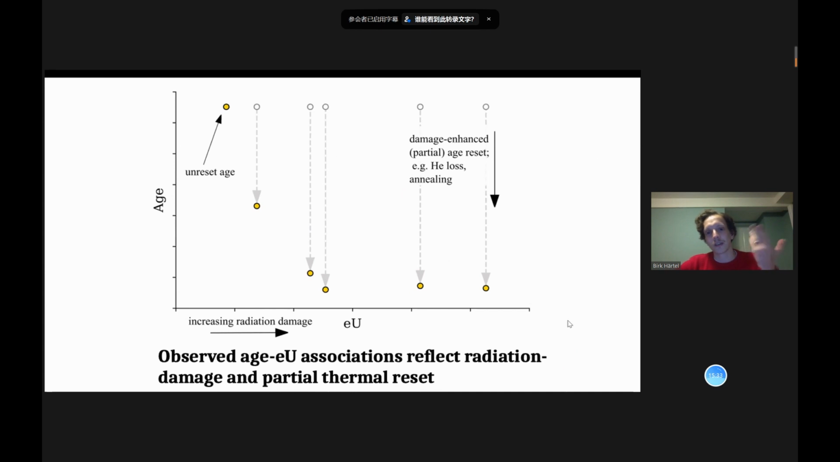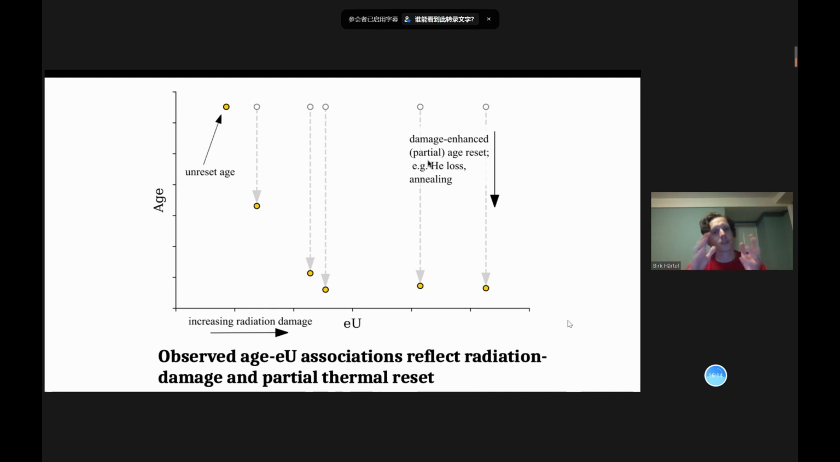Like in the usual case of a negative association, it means that basically the age of a low effective uranium grain, so the one that says here unreset age, is assumed to be very, very resistant to loss of daughters, so to helium loss or to fission track annealing, for example. Whereas the higher the eU gets, the more susceptible to fission track annealing or helium loss a grain should become. So here we have a damage enhanced age reset.